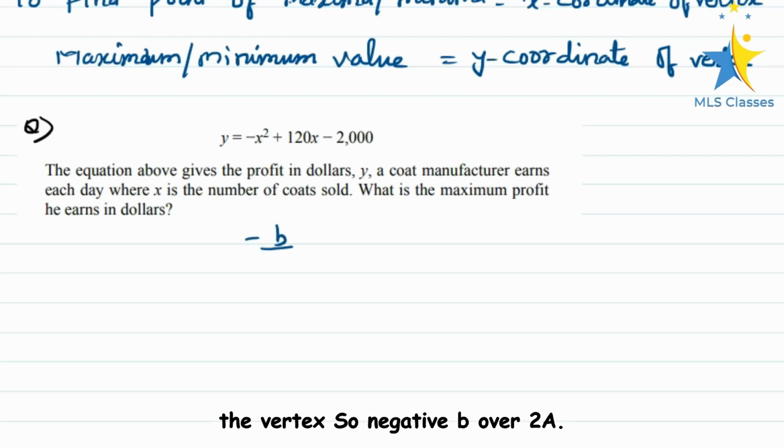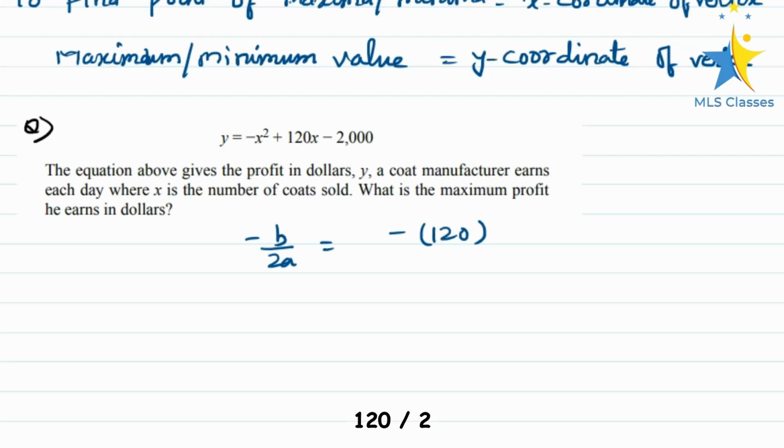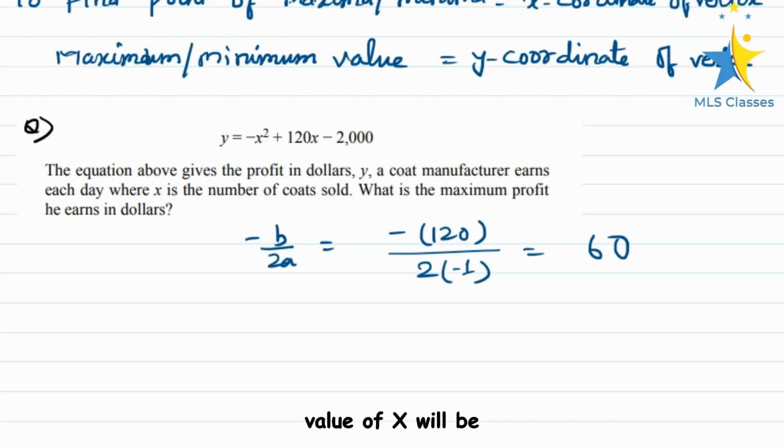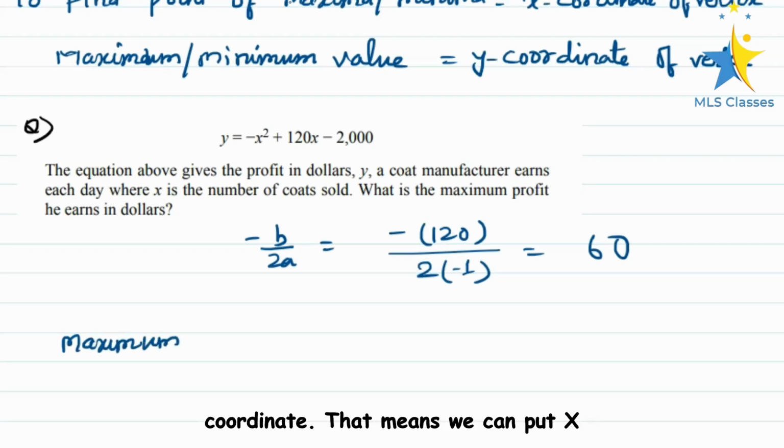Negative b over 2a is equal to minus 120 divided by 2 times negative 1. So we are getting 60. That means when the value of x is 60, where x is the number of coats, that means when 60 coats are sold, then the manufacturer will have the maximum profit. And what will the maximum profit be? We will just find the y coordinate. That means we can put x equal to 60.